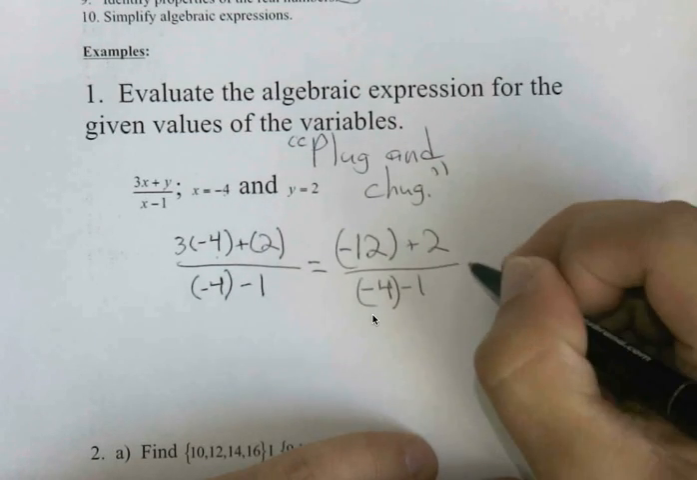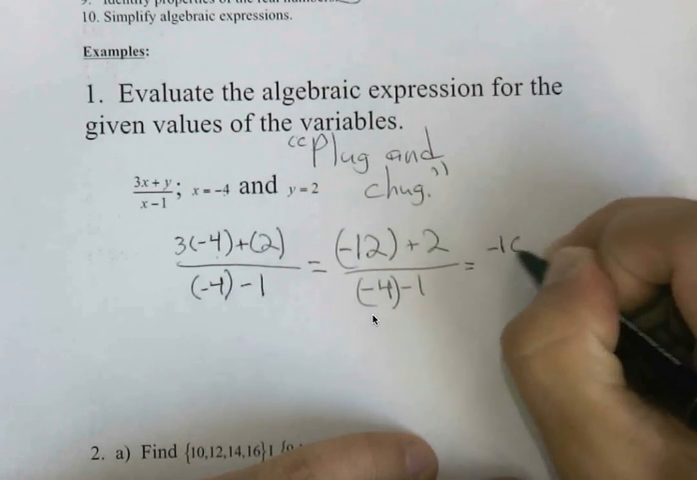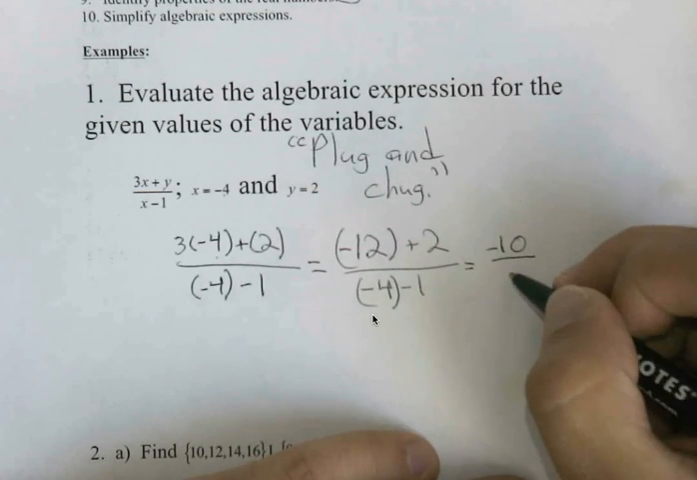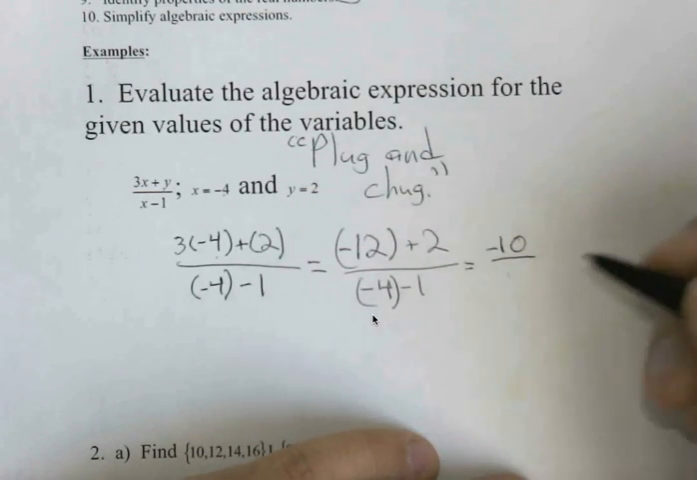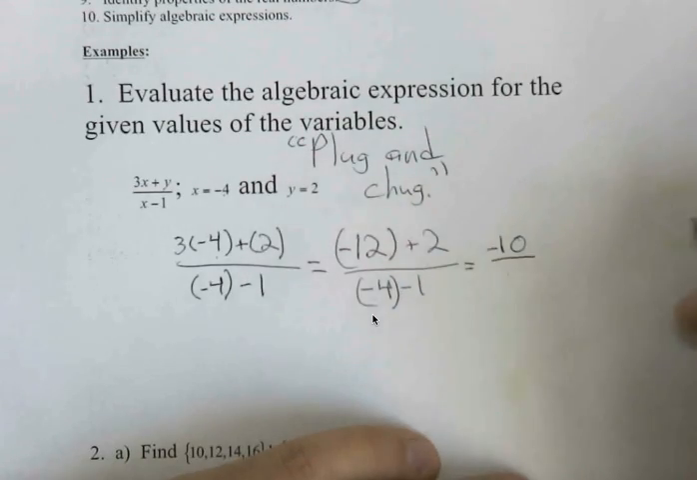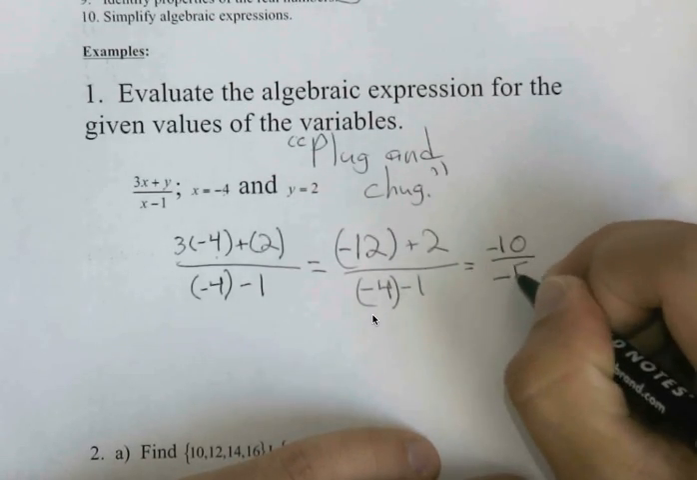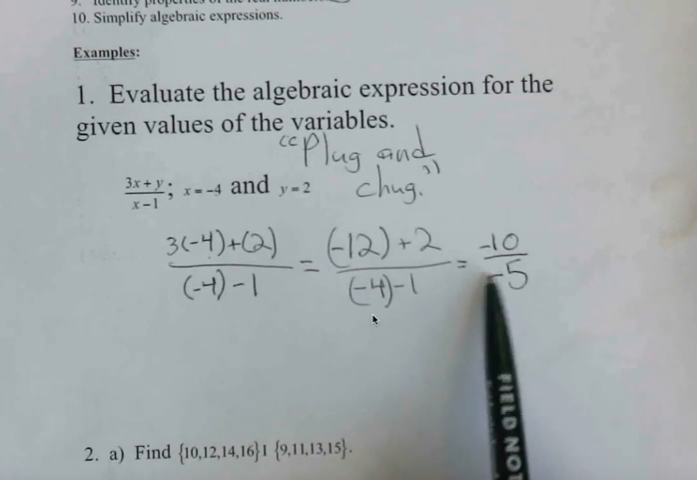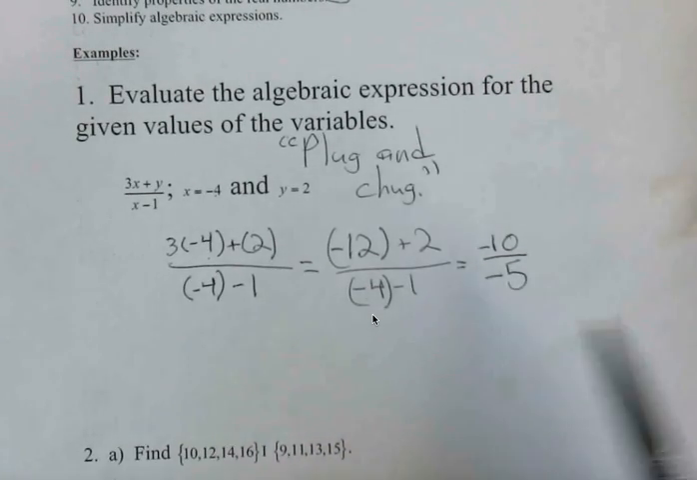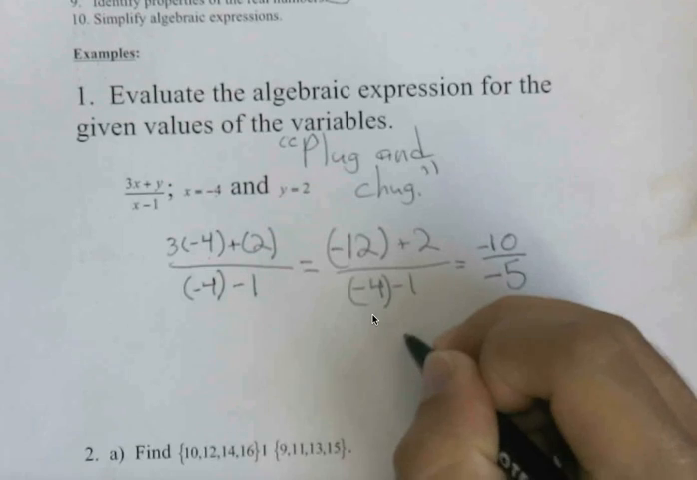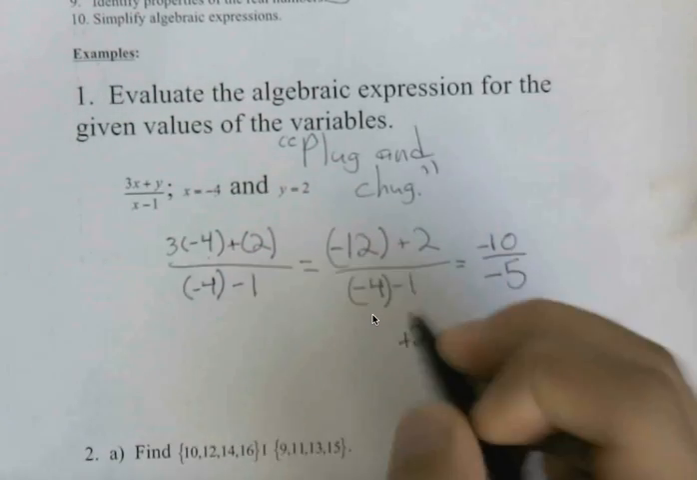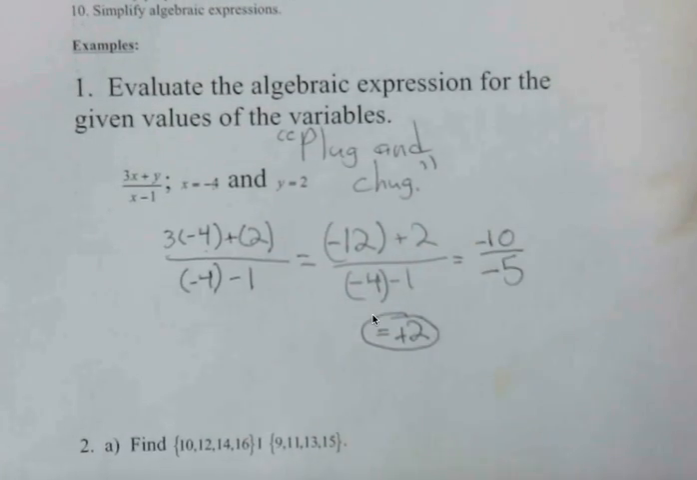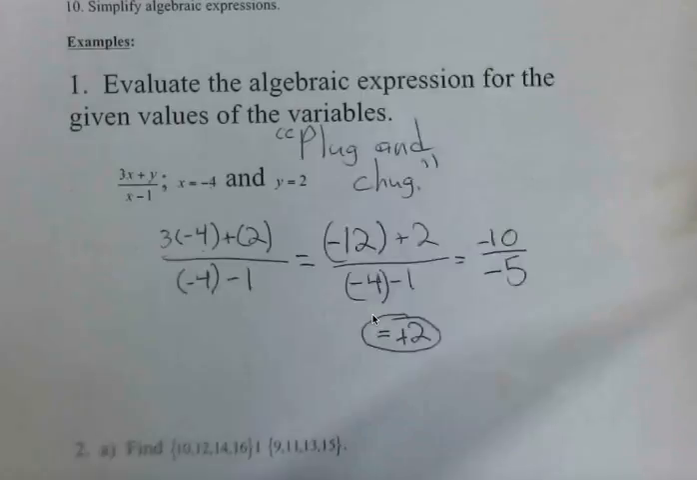-12 plus 2 we can rewrite as -10. Then -4, and we're deducting 1. What do you think that's going to get you down here? You should be saying -5. We have a fraction of -10 dividing with -5. Both of these are divisible by 5, so we can rewrite this as a +2. Both terms are negative, so we're allowed to rewrite it accordingly.